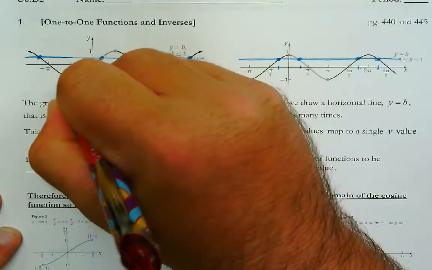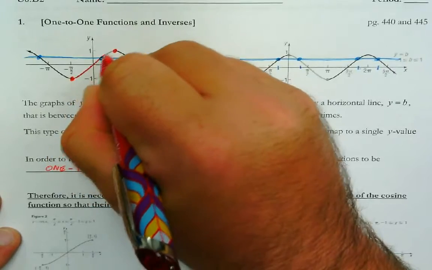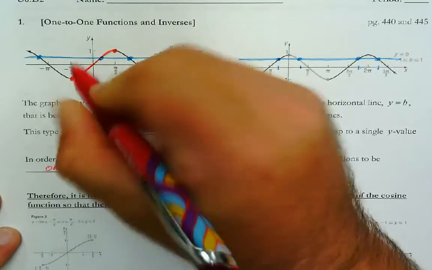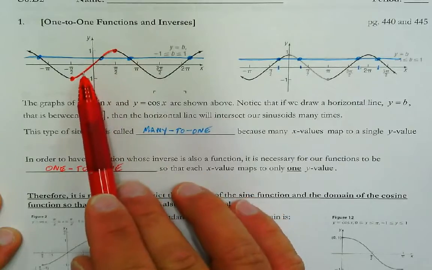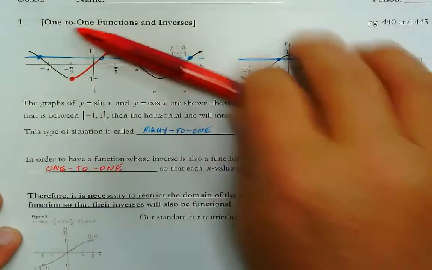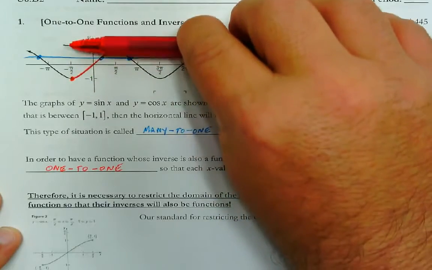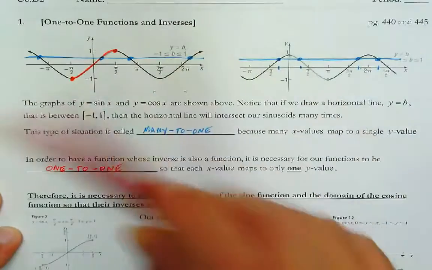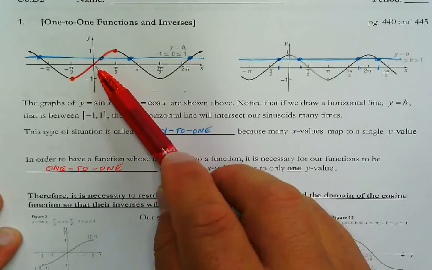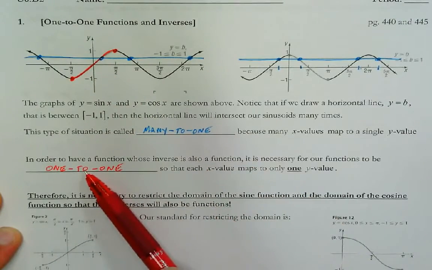If I look at just part of the sine function, just this part, well, now a horizontal line will intersect this red section once and only once, regardless of where that horizontal line is. And we call that a horizontal line test. So if I restrict the domain like that, I'll be 1 to 1.